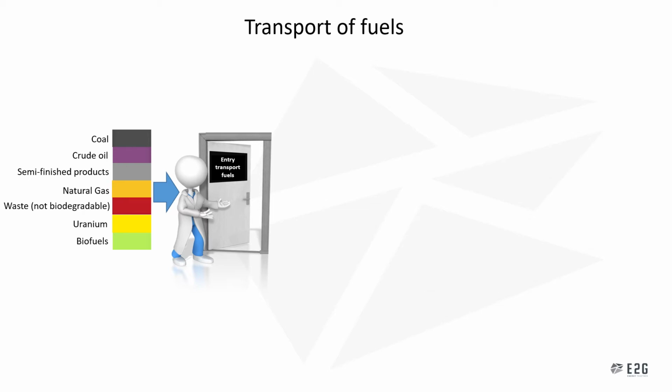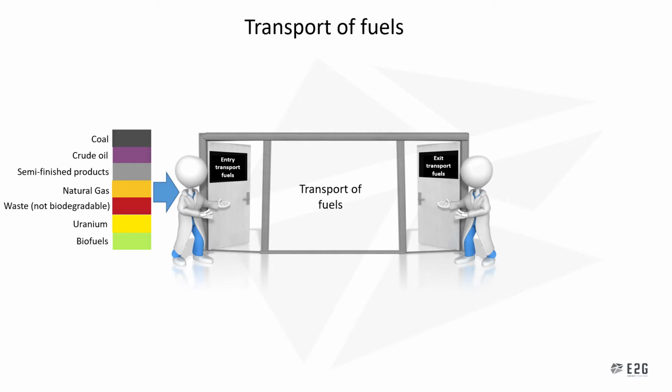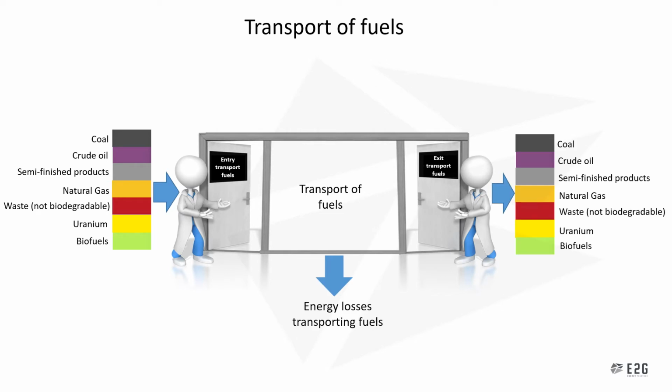We are at the node in the energy together format where the transportation of the primary energies occurs. These are the primary energies such as coal, crude oil, semi-finished products, waste which is not biodegradable, uranium and biofuels. But also when talking about transportation, there occur losses during this transportation process, which is shown by this arrow pointing downwards.